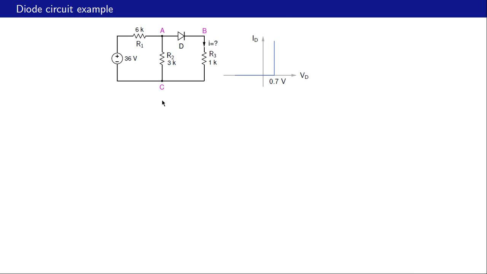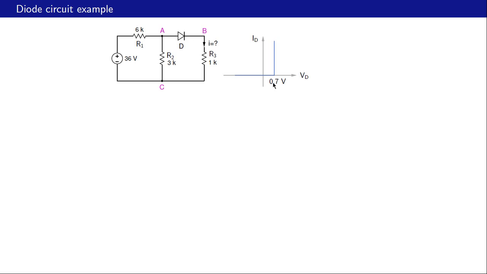Let us now look at a few diode circuits, starting with this simple circuit here. In this circuit, we want to find this current I, and we are given all these component values, the resistor values and the voltage source value, and we are also given that the I versus V relationship for the diode is as shown in the figure here. This is ID, that means the current flowing in that direction. This is VD, the diode voltage, with plus here and minus here.